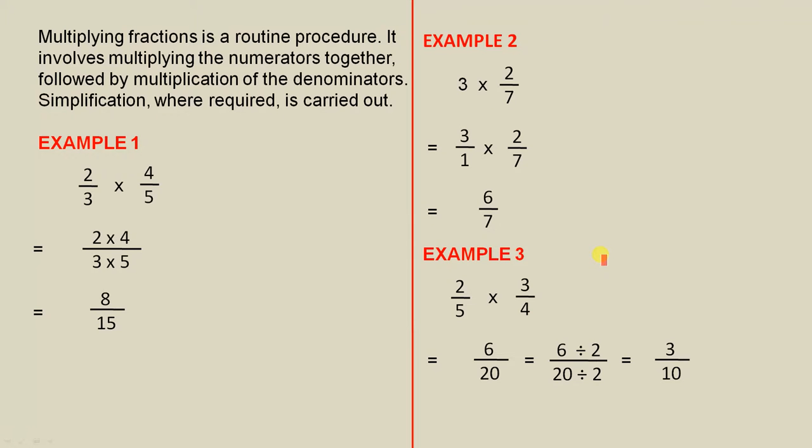Example 3, 2 over 5 times 3 over 4. 2 times 3 is 6, 5 times 4 is 20, that gives you 6 over 20. Since they are both even numbers, divide each of them by 2. 6 divided by 2 gives you 3. 20 divided by 2 gives you 10. So the answer is 3 over 10.